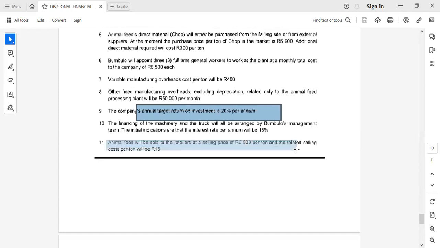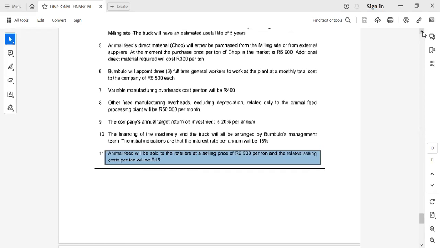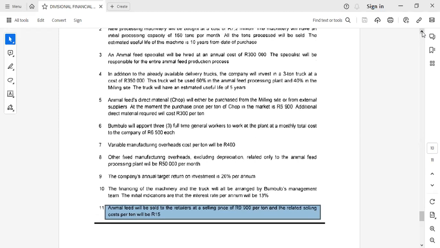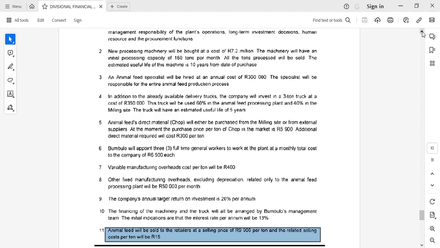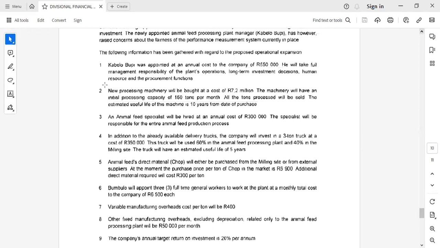Animal feed will be sold to the retailers at a selling price of 9,900 per ton. And the related selling costs per ton will be 15. So we have to find out how many tons they would sell. So it's 9,900 per ton, and there will be 15. Let's find the output. How many tons? Right. Okay. Let's go to number 2.